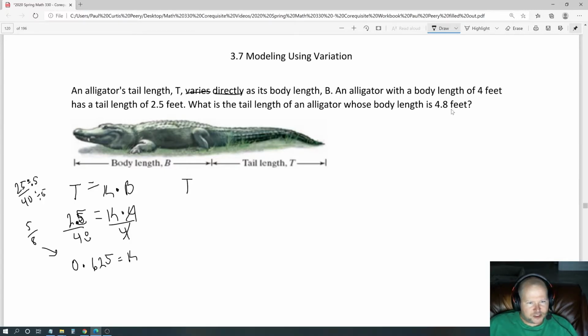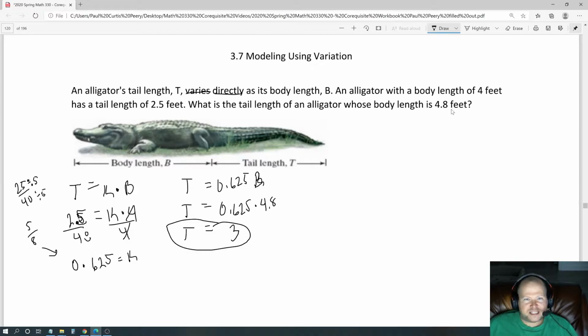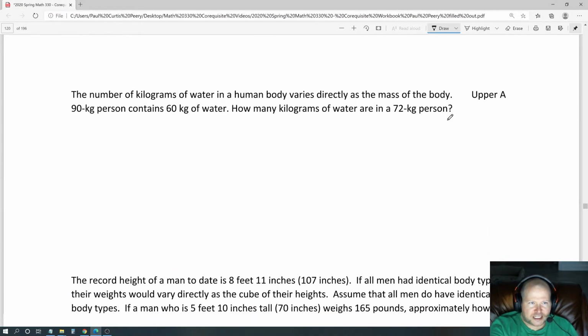So now we rewrite the original, which is T is equal to 0.625 B, where B is body length. Okay, now they're saying, what is the tail length of an alligator whose body length is 4.8? So we keep the T, we keep the 0.625, we multiply by 4.8, and that gives me T is equal to 3. So it looks like the tail length of the alligator, in this case, is 3 feet. Let's try the next one.